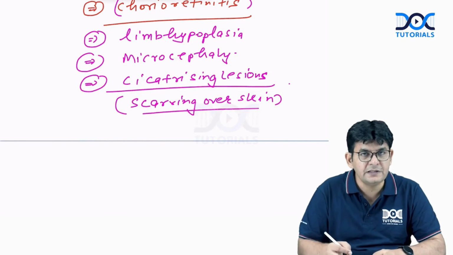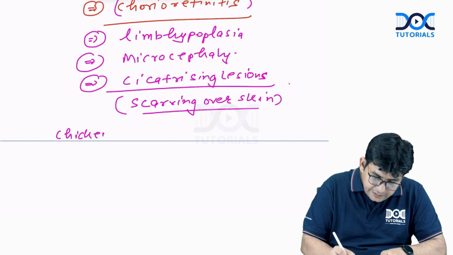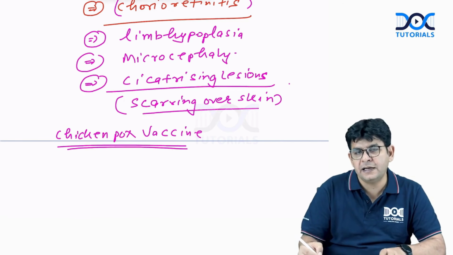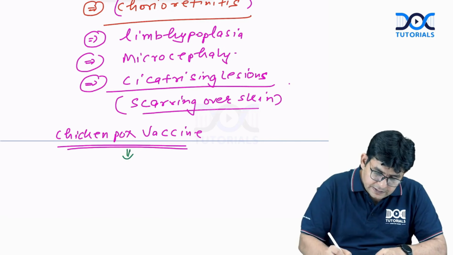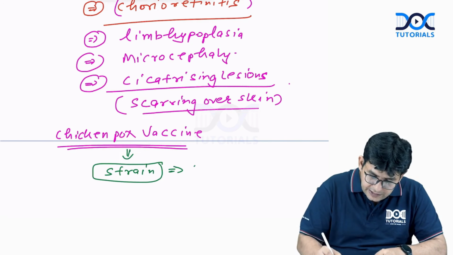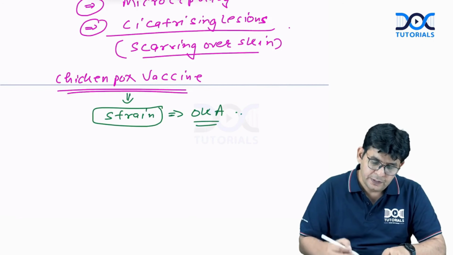If we talk about the chickenpox vaccine, which strain is there? This is also an asked question. The strain is Oka. Oka strain is the strain used for the chickenpox vaccine.